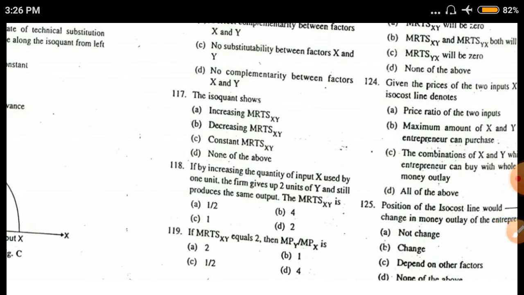Question number 118. If by increasing the quantity of input X used by 1 unit, the firm gives up 2 units of Y and still produces the same amount of output, then the MRTS XY is option D, 2. Question number 119. If MRTS XY equals 2, then marginal product of Y divided by marginal product of X is 1 by 2.